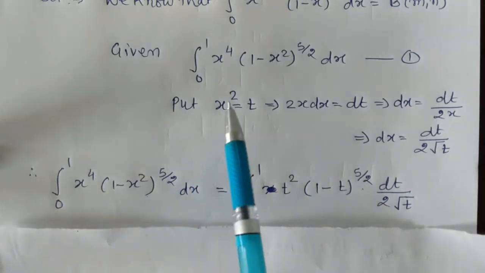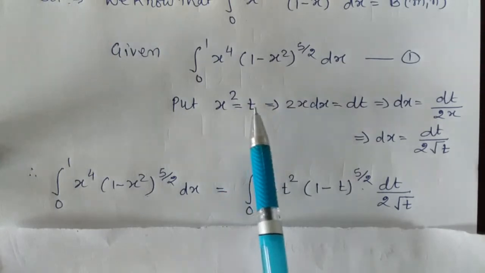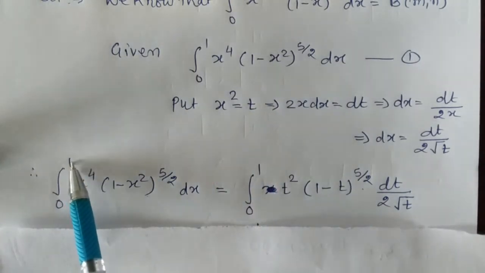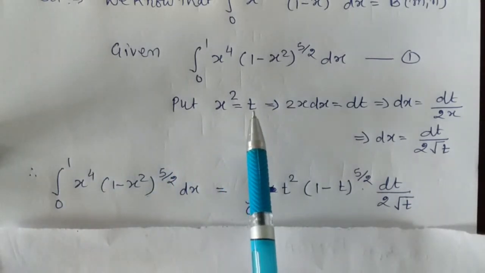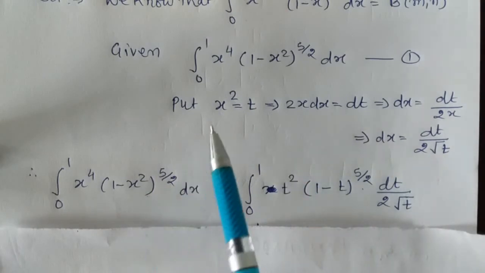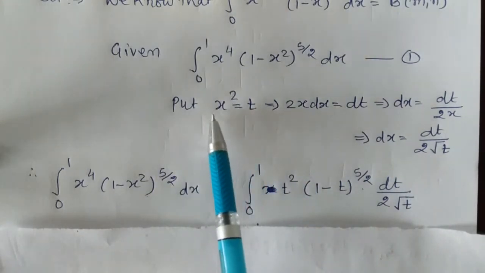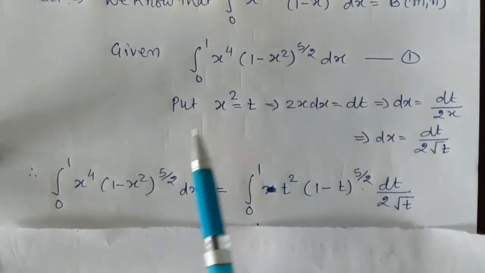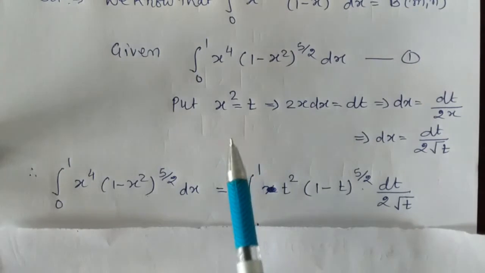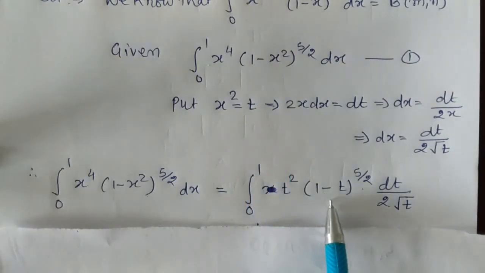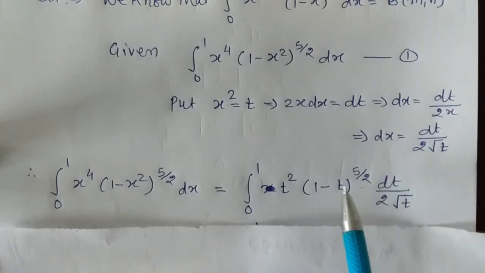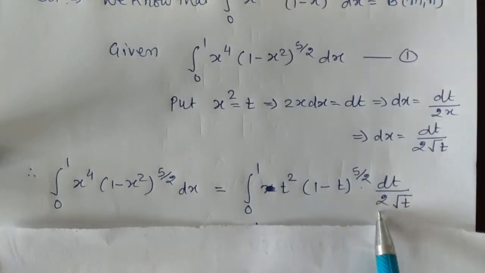Now the lower limit of x is 0, which gives the lower limit of t as 0, and the upper limit of x is 1. We put that here, then we get the upper limit of t as 1. So the limit of integration is 0 to 1. Now x power 4, squaring both sides, we get x power 4 equal to t square. So x power 4 is t square, into 1 minus x square is 1 minus t, whole power 5 by 2, into dx is dt by 2 root t.